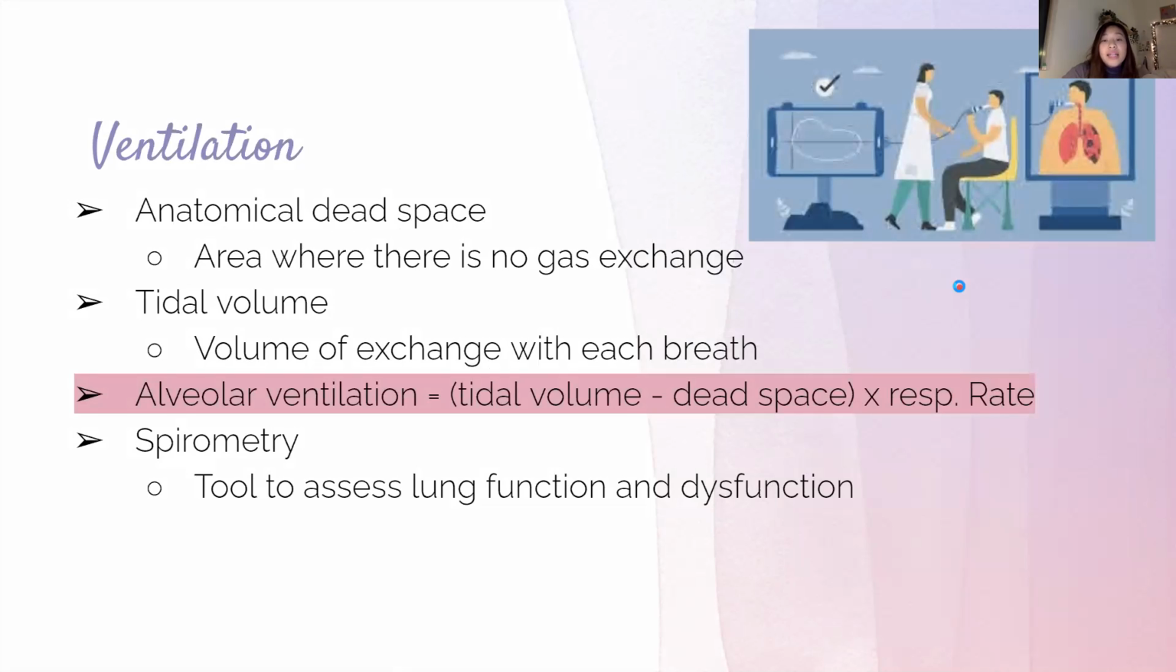All right, and these are just a few more definitions to remember. There's a formula: alveolar ventilation equals tidal volume minus dead space times respiration rate. And then another definition to remember is spirometry. It's just a tool to assess lung function and dysfunction.